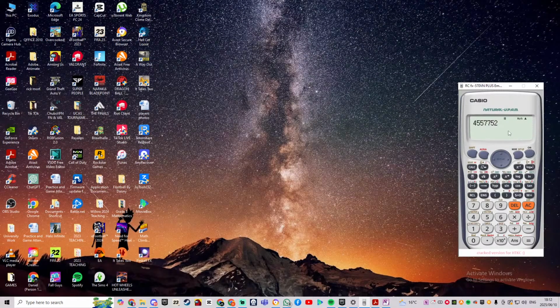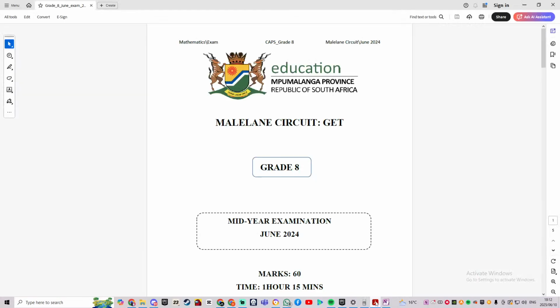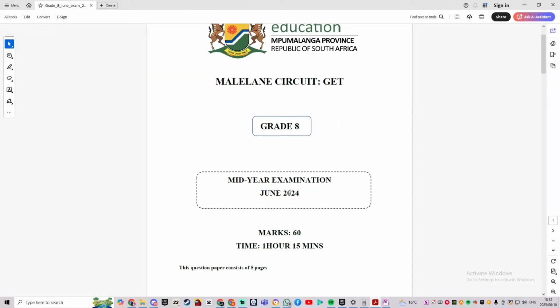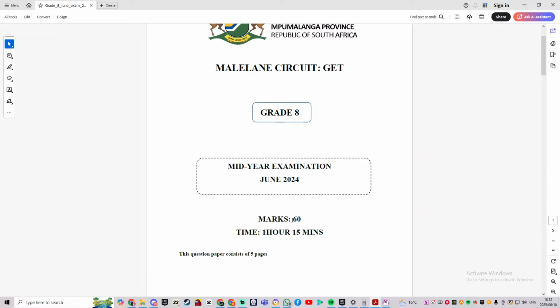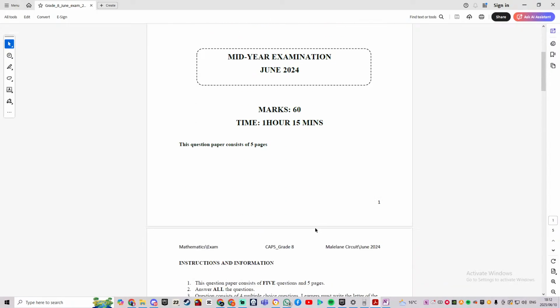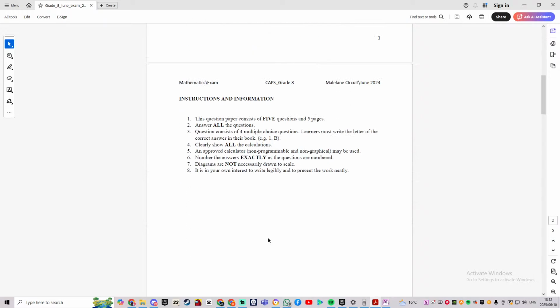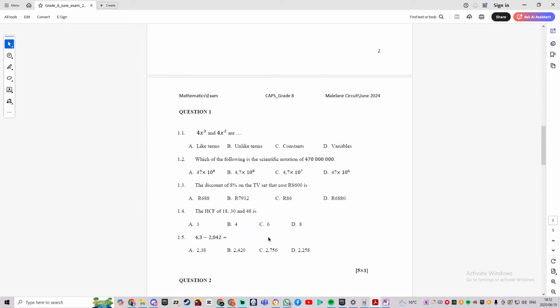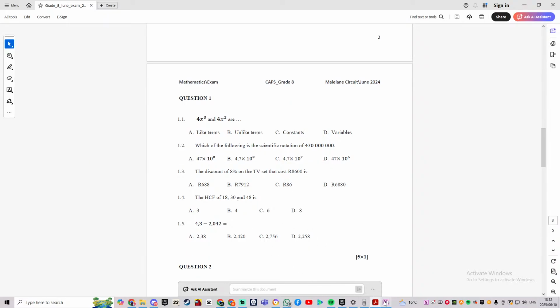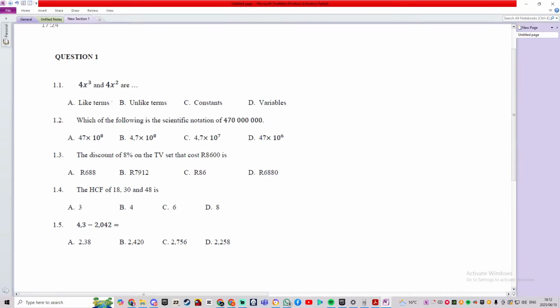I've got my calculator and everything set up. So this is June 2024, the mid-year examination, 60 marks, 1 hour and 15 minutes. You normally have your multiple choice at the beginning, and we start off with a simple question, like and unlike terms. I already transferred this section over to the OneNote. I'm still using a very old software.